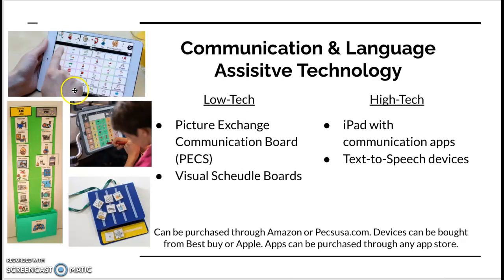For low-tech, it can be a picture exchange board, which is that bottom right board that has little icons on it. Students can use these icons to put them into a sequence to indicate things that they may want, things they need, through all the different icons that are provided to them. And as they become more skilled at using it, additional icons can be added. Eventually it becomes like this big book of icons they can select from, different sentence stems they can use. So that is an option for a low-tech way for somebody to communicate.